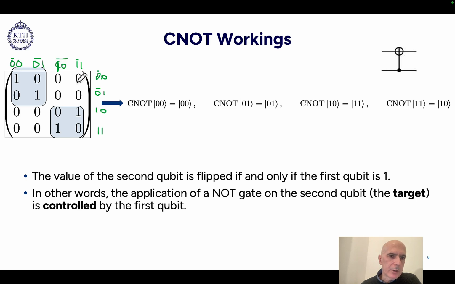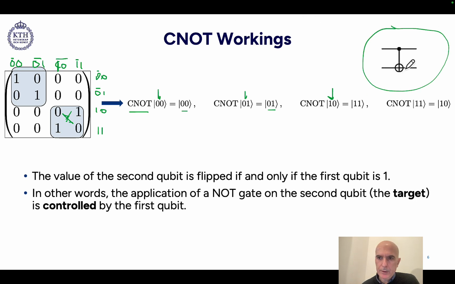When the first qubit is equal to 1, the effect of the CNOT gate is to flip the value of the second qubit. You see here, this is nothing else than X. So if you see, for instance, CNOT, when the first is 0, the output is going to be the same. When the first qubit is equal to 1, then the second is going to flip. The value of the second qubit is flipped if and only if the first qubit is 1. In other words, the application of a NOT gate on the second qubit, the so-called target, is controlled by the first qubit.